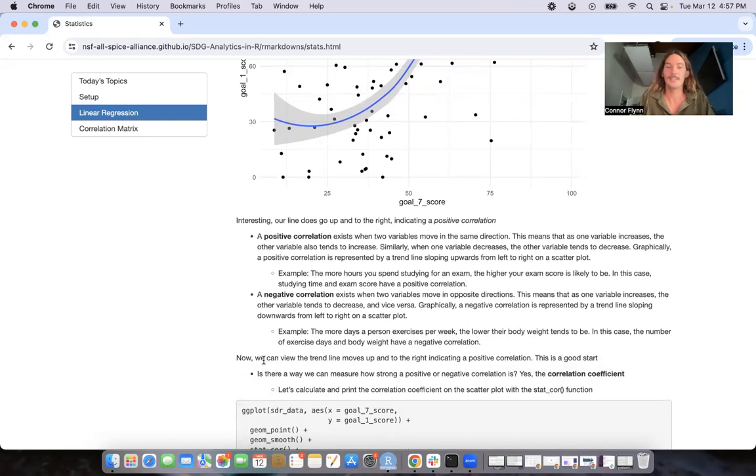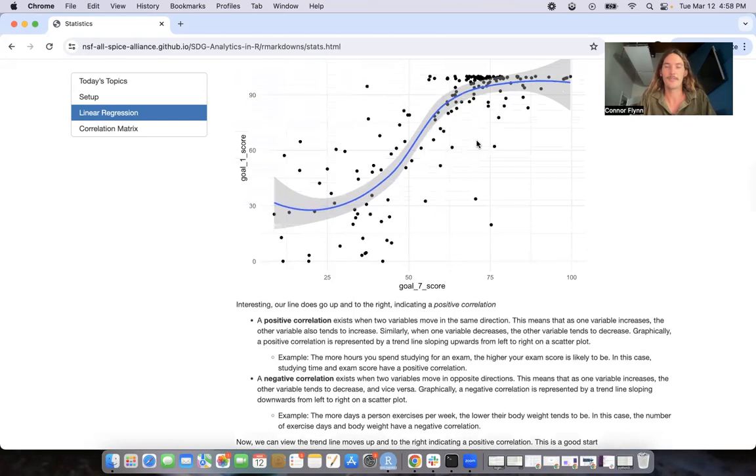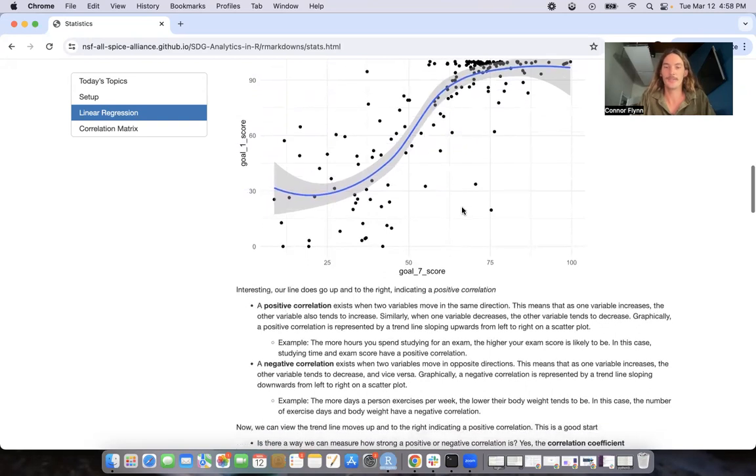And a good example of this, I think, is the more days a person exercises per week, the lower their body weight tends to be. So if we had exercise days on a y-axis and body weight on an x, we should see as exercise increases, body weight tends to decrease. So now we can see a line moving up to the right, indicating a positive correlation.